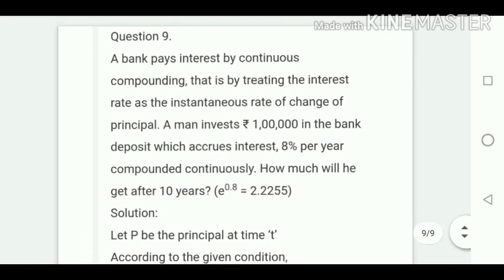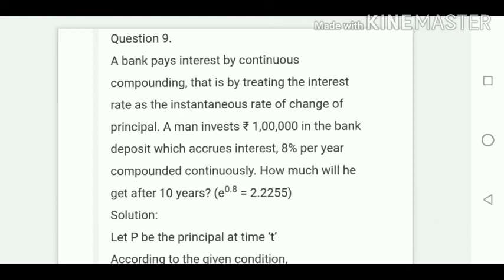The next 9th sum is in the form of a word problem. A bank pays interest by continuous compounding, that is by treating the interest rate as the instantaneous rate of change of principal. A man invests 1 lakh in the bank deposit which accrues interest at 8% per year compounded continuously. How much will he get after 10 years?